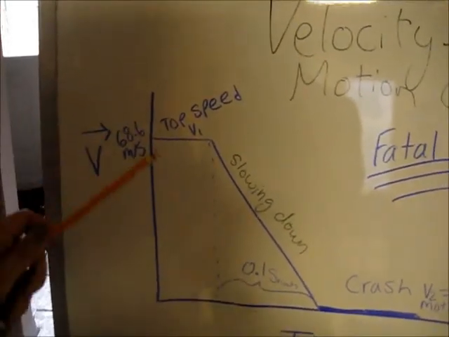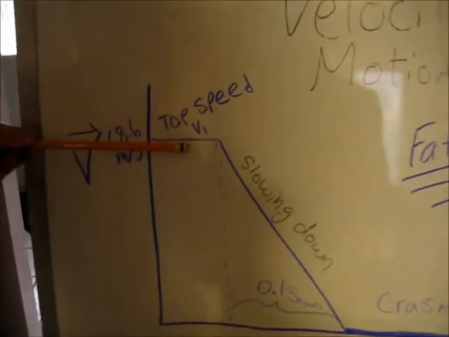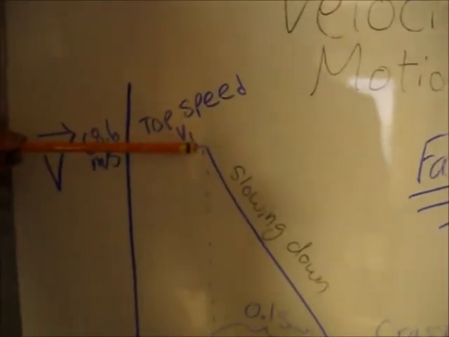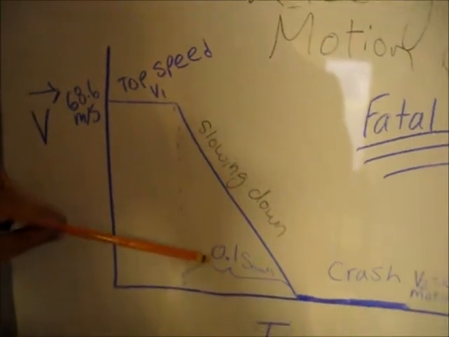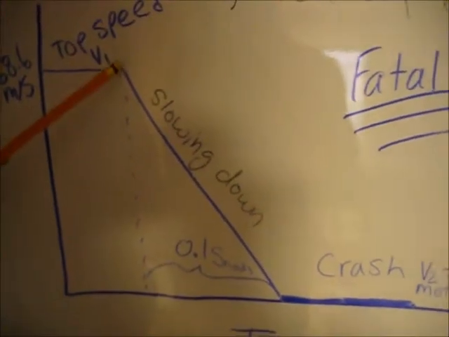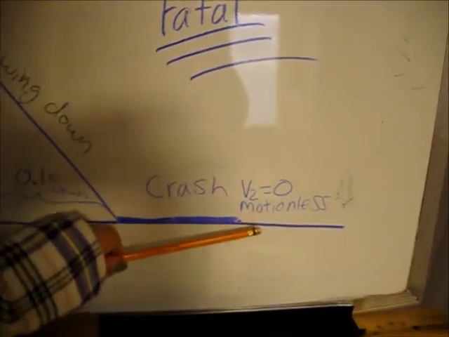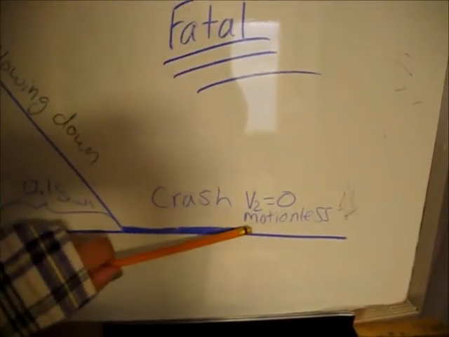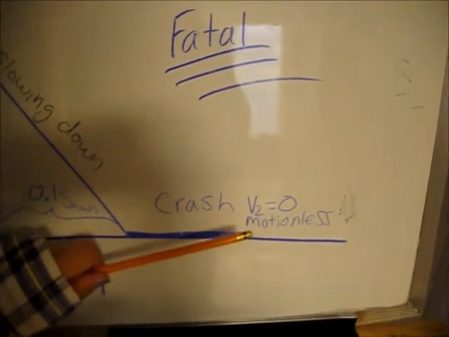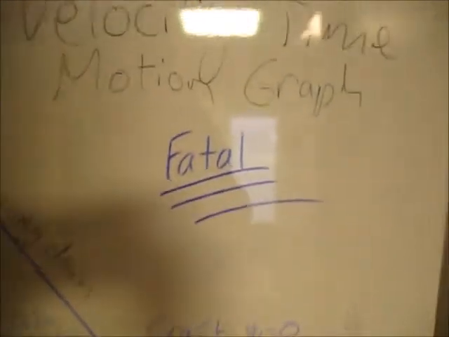If we look at our motion graph here, the car will be traveling at this speed for a time, and then it all changes in 0.1 seconds. That's the time it takes for the car crash to happen. The car slows down very quickly, and then all of a sudden it crashes. V2 is 0, the car is motionless. This sudden impact acceleration is fatal at this speed.